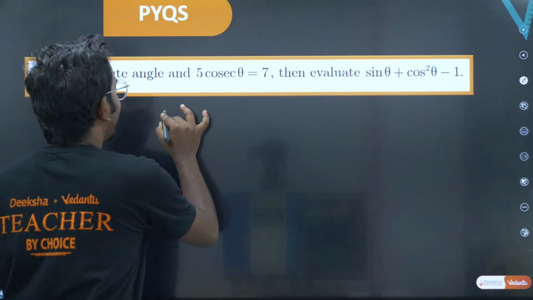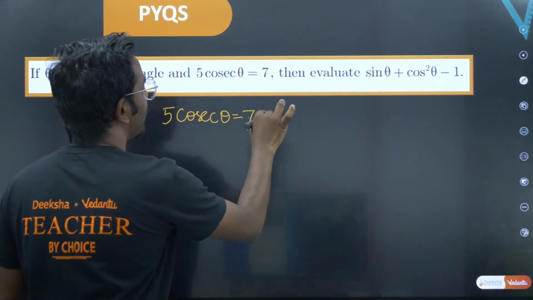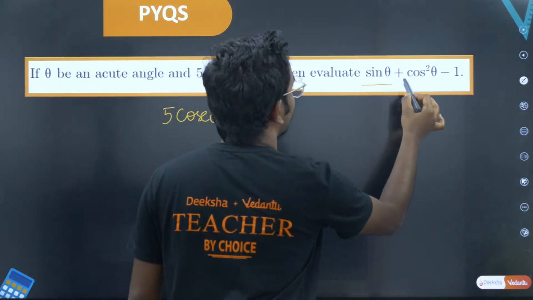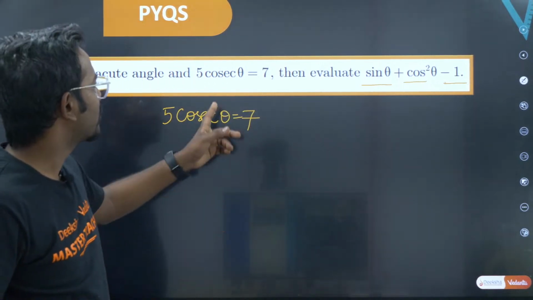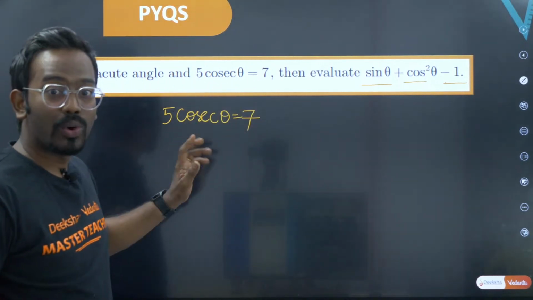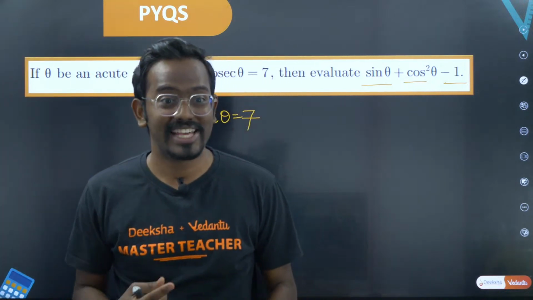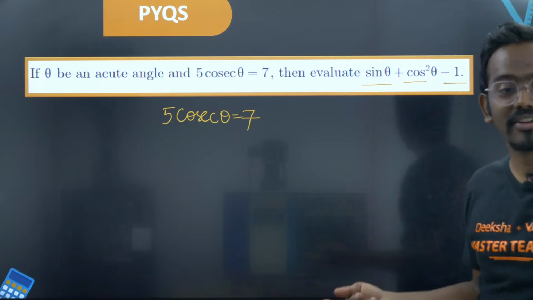So they have given 5 times cosecant theta is equal to 7. My job is to get sin theta plus cosec square theta, cos square theta minus 1. Very simple. If suppose cosecant theta is 7 by 5, then what should be your cos theta and sin theta? How do you find this? From one trigonometric ratio, you can get the other trigonometric ratios.